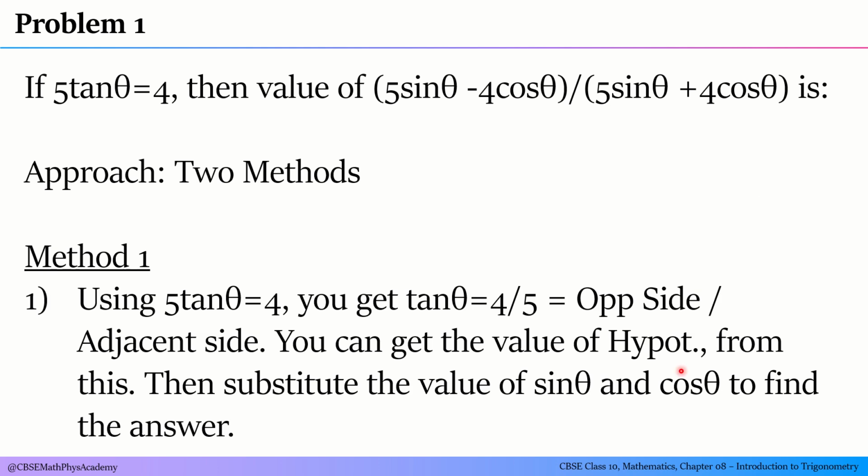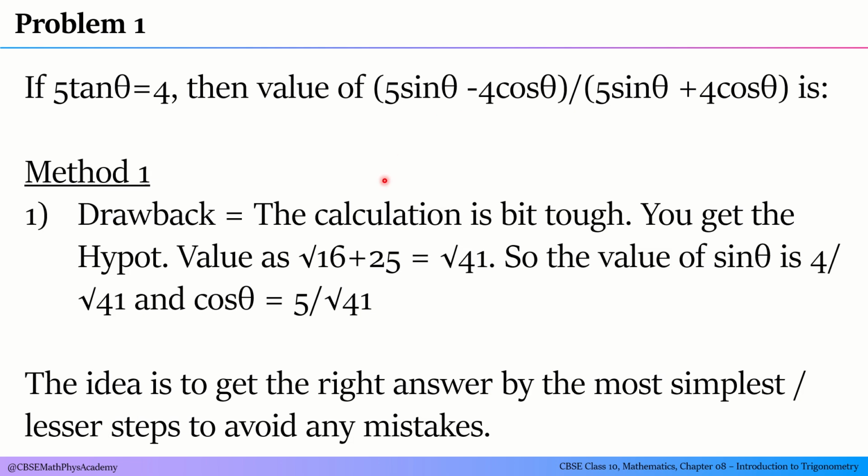So there are two methods to solve this problem. One method is you can use this 5 tan theta equals 4, get the value of tan theta is equal to 4 by 5, which is equal to opposite side by adjacent side. With the value of opposite side and adjacent side, you can get the value of hypotenuse. And from that, now you have all three values: opposite side, adjacent side and hypotenuse. You can get the value of sin theta, cos theta, substitute and solve it. That is one way. But the drawback is the calculation is a bit tough. It's not impossible, it's a bit tough.